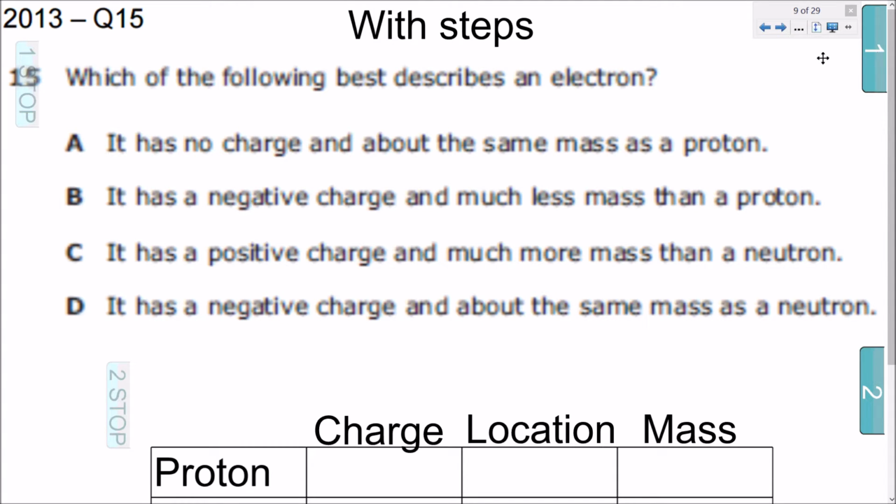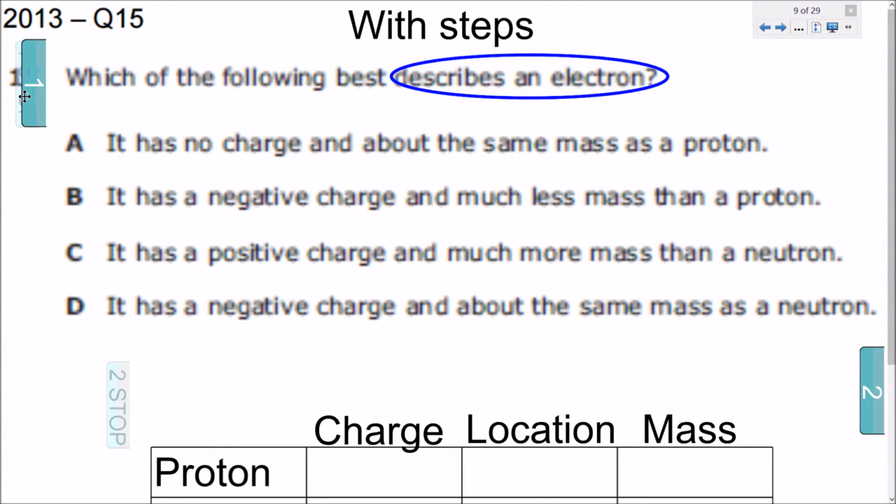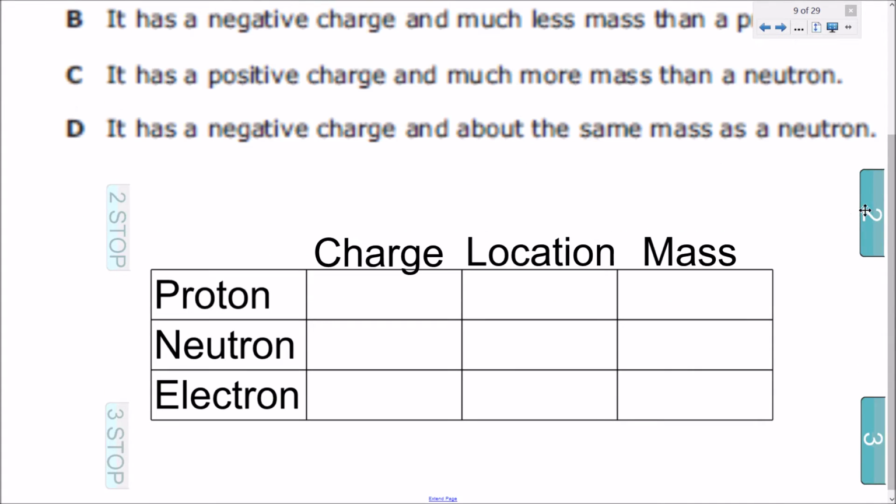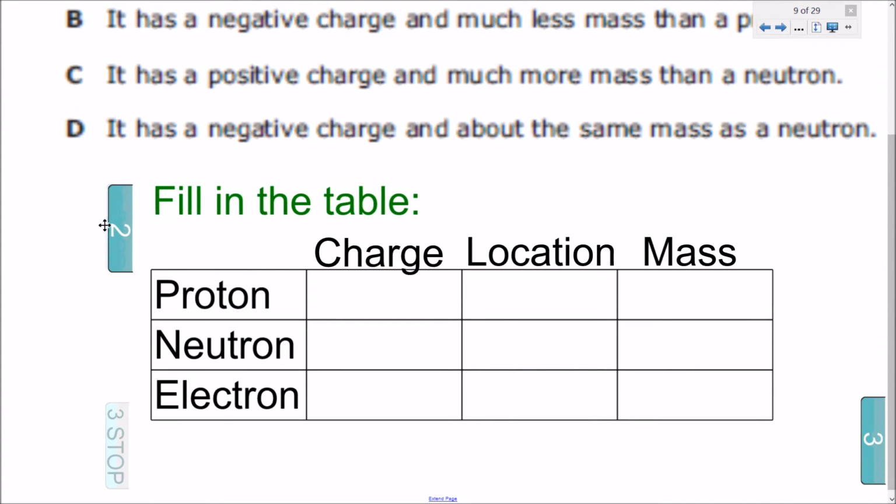So step number 1, again, circles the important part of the question, describe an electron. As we scroll down, step number 2 is going to tell us to fill in the table. On the real STAR test, that table is not going to exist, but hopefully with some training we can get the kids to be able to recreate this.